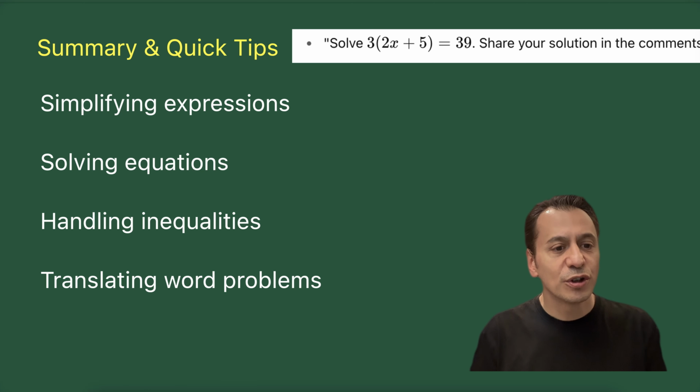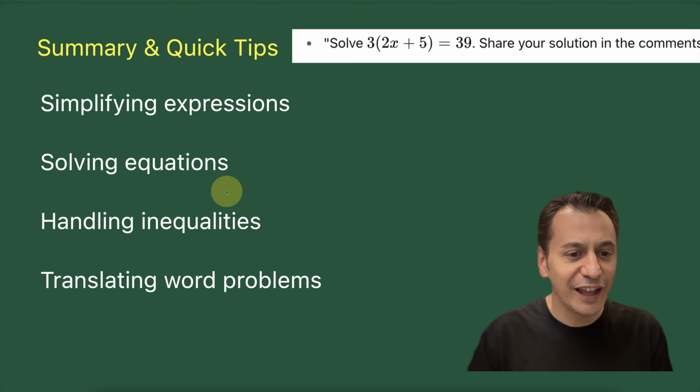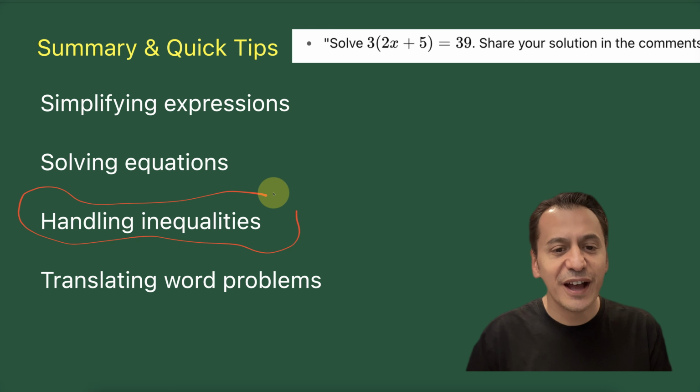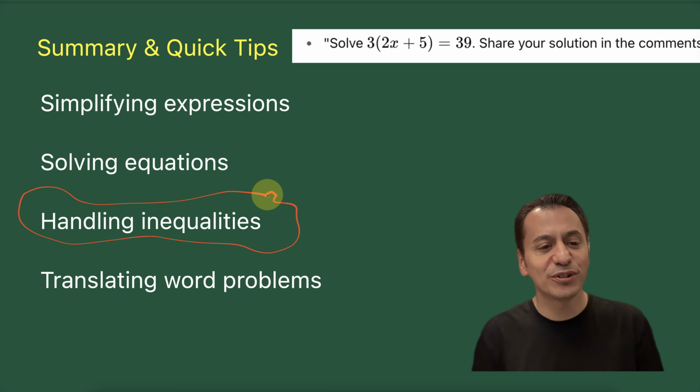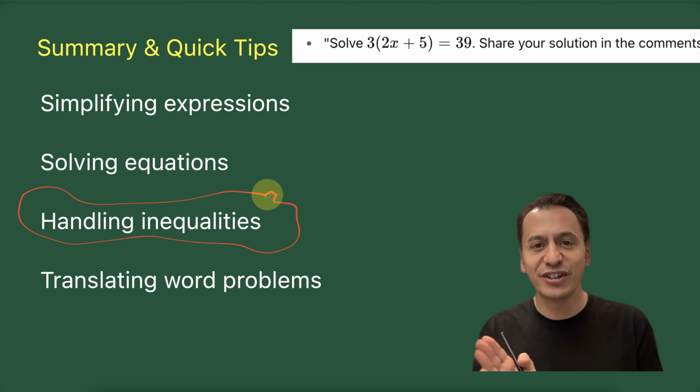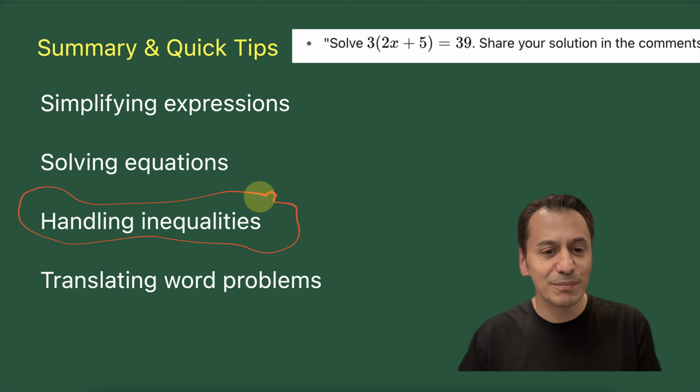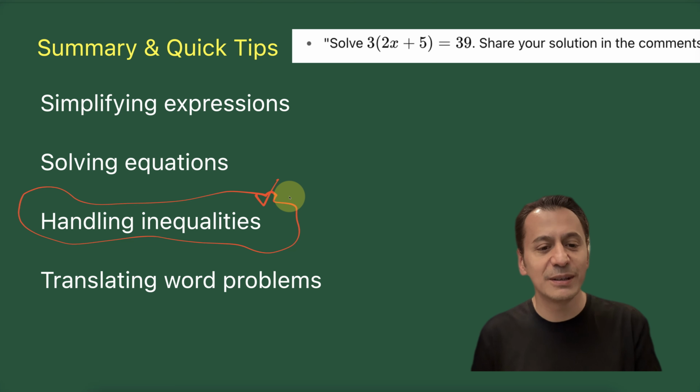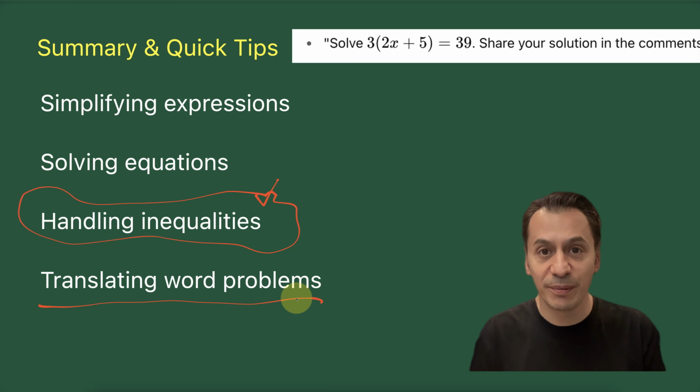Okay, so to summarize, I can say that the most important thing that you must pay attention to in this video is handling inequalities. Now, multiplying or dividing both sides with a minus sign is a very tricky thing, and don't forget that it changes the direction of the inequality. That's the most important thing that you should keep in mind. And when translating word problems, you should really pay attention to the order of the operations.